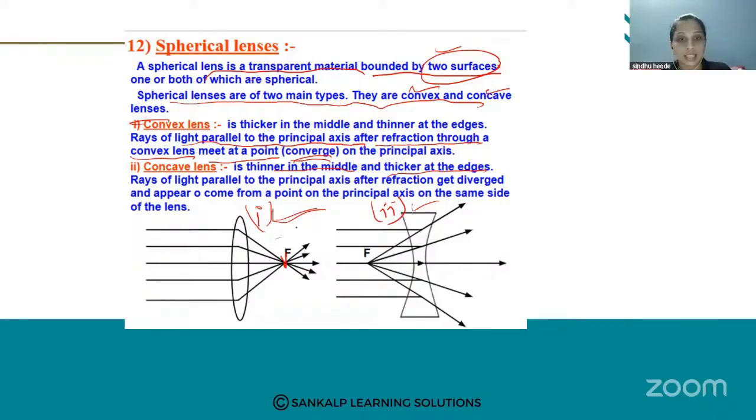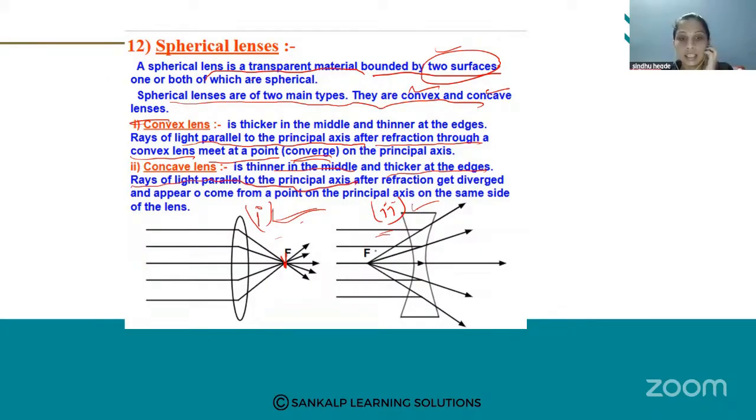These two are the diagrams. Here they explain both concave and convex lenses. The explanation related to the concave lens is that it is thin in the middle and thicker at the edges. Rays of light parallel to the principal axis.